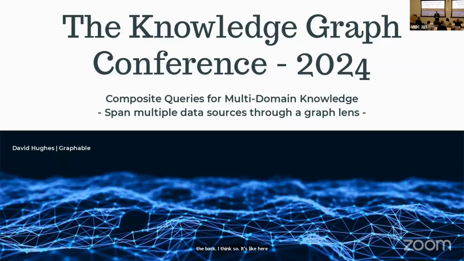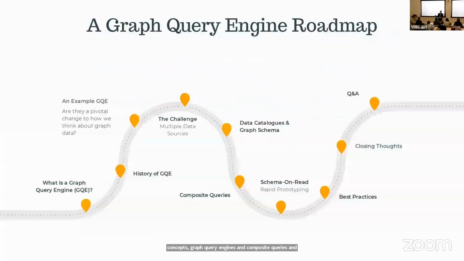Today, we're going to talk about two concepts, graph query engines and composite queries, and how that composite query capability is enabled by the concept of a graph query engine. We'll define what a graph query engine is, and throughout this journey we're going to try and prove the point that graph query engines are, from some perspectives, pivotal and change how we think about graphs.